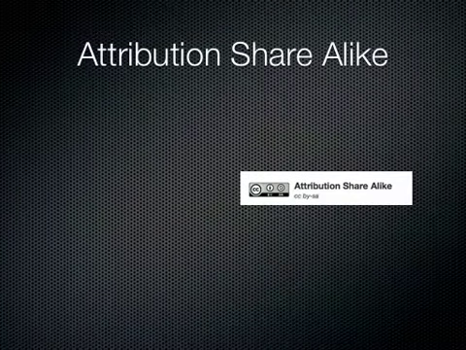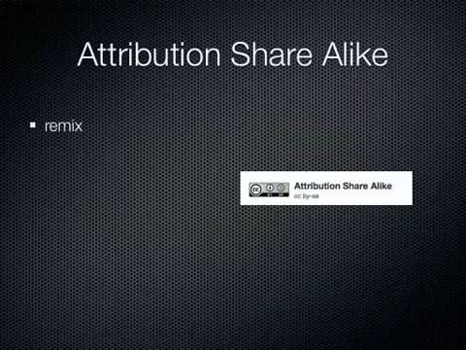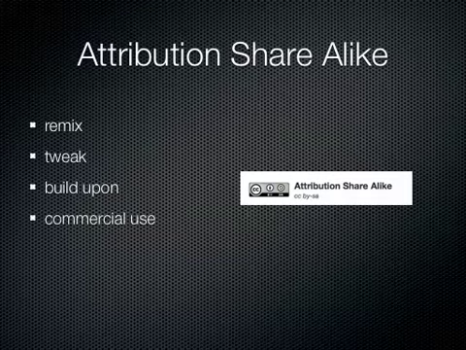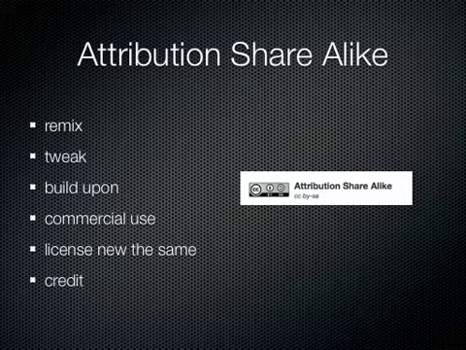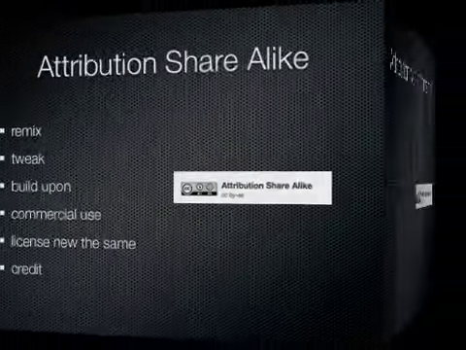Attribution share alike. This license lets others remix, tweak, build upon your work even for commercial reasons, as long as they credit you and license their new creation under identical terms. This license is often compared to open source software licenses. All new works based on yours will carry the same license, so any derivatives will also allow commercial use.